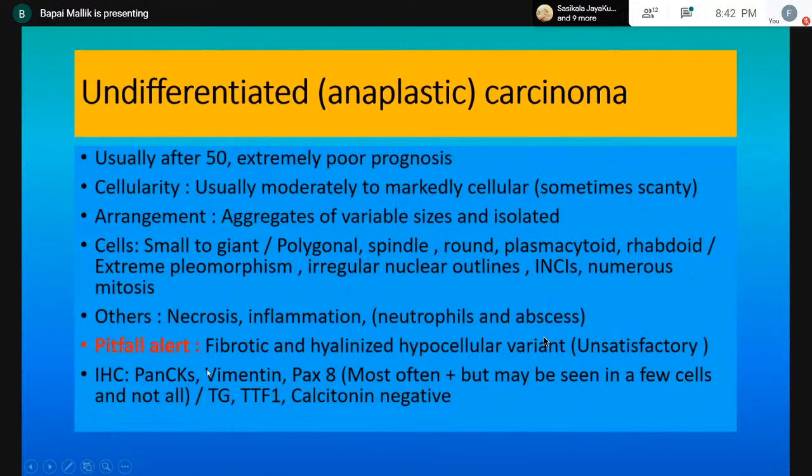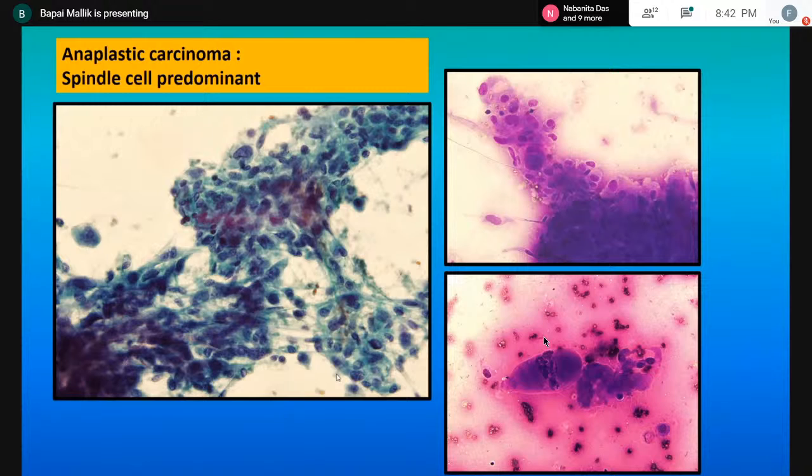Now look at the immuno. They are pan-cytokeratin positive, vimentin positive. PAX8 is most often positive, and this is the most useful marker. Why? Because the other ones which you associate with thyroid origin, that is thyroglobulin, TTF1, and calcitonin, are negative in this tumor. So these tumors are of thyroid origin, but they're negative for all these markers. The only and the most useful marker is PAX8, and sometimes they can even be PAX8 negative. Right, so this is an anaplastic carcinoma of the thyroid.